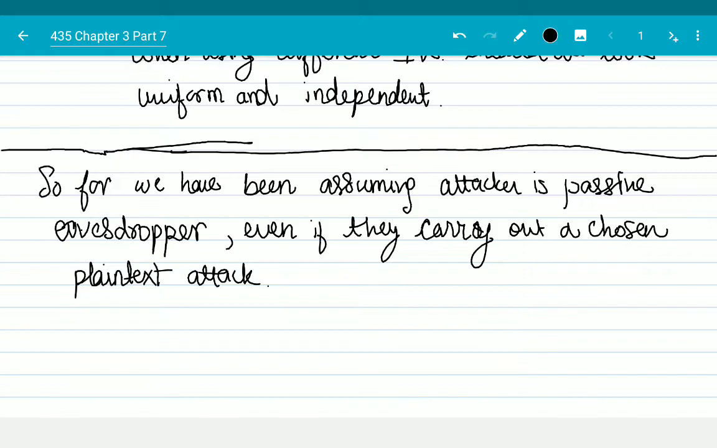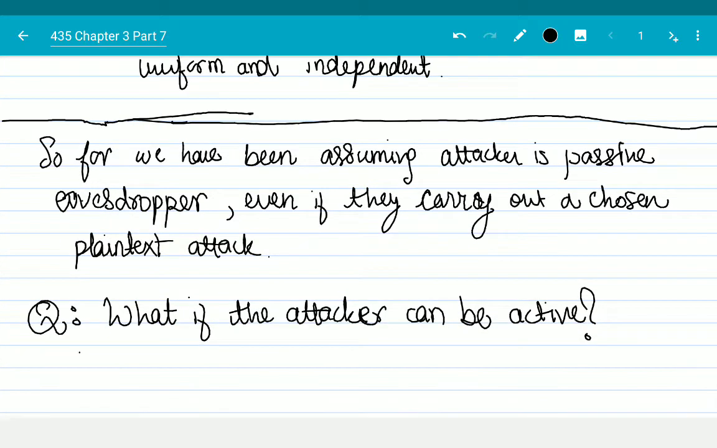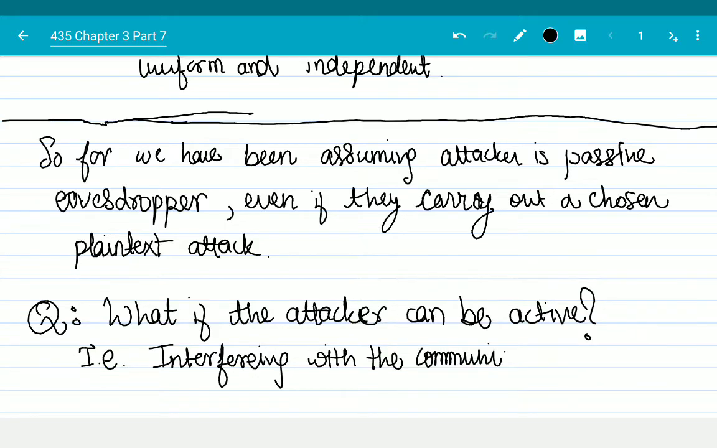Now, what if the attacker can be active? Question: what if the attacker can be active? What does that mean? I.e., they can actively interfere with the communications channel.